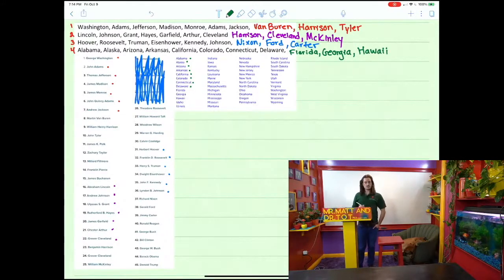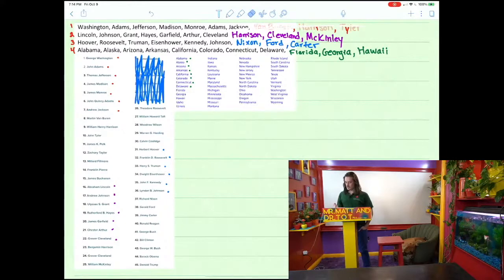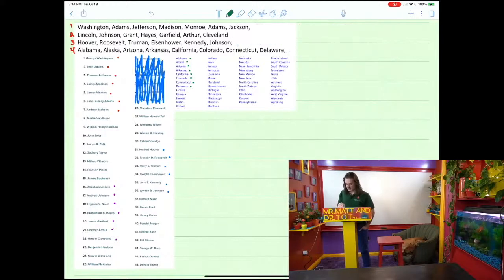If you have any questions, please let me know. Otherwise, I'm going to change this up a little bit. We're not going to do all four, but let's say I deleted a few of these guys. So let's say I'm going to delete Adams, Madison, and Adams. And then in this list, I'm going to delete Johnson, Grant, Garfield, and Arthur.